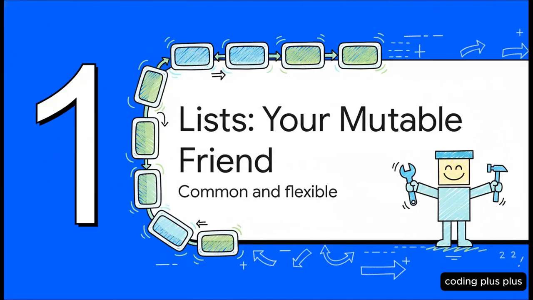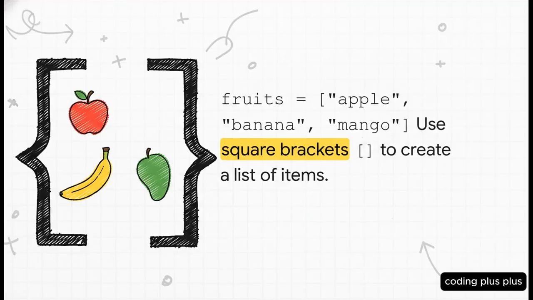All right, first up, we've got the list. If you've written even a little bit of Python, you've definitely run into these. Think of a list as your most common, most flexible friend. Its whole reason for being is that it's designed to be changed. And making a list couldn't be easier. You just take your items, whatever they are, and wrap them in square brackets. That's it. So here we've made a list called fruits that's holding 3 strings: apple, banana, and mango.